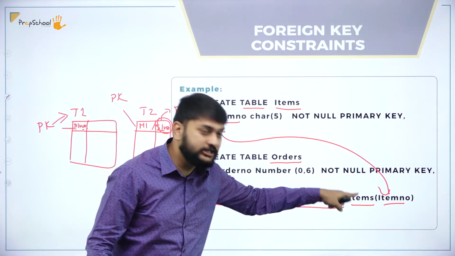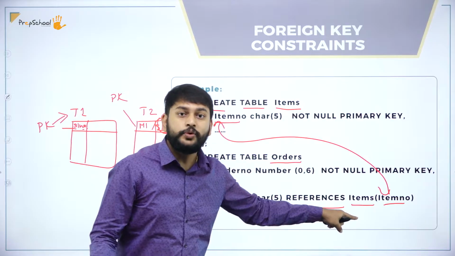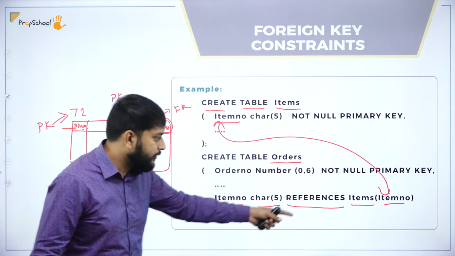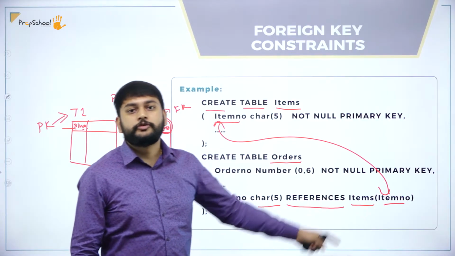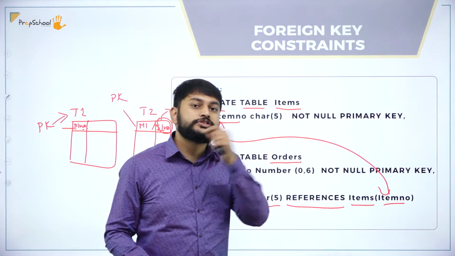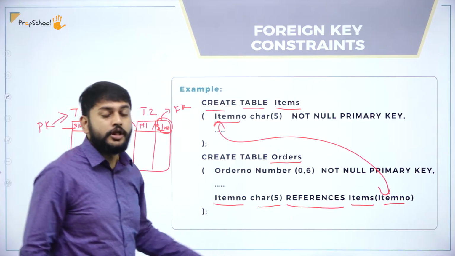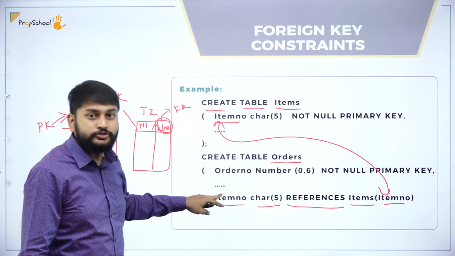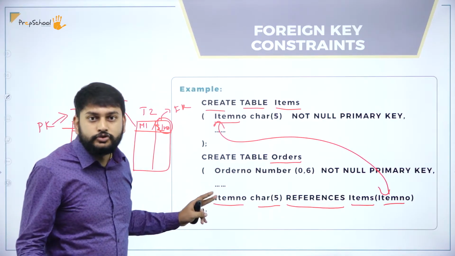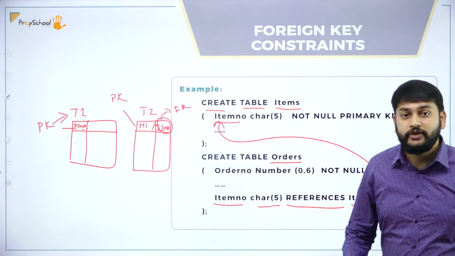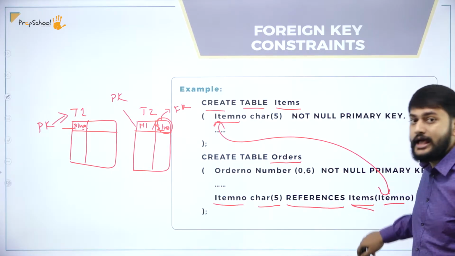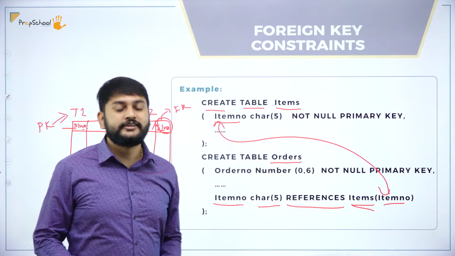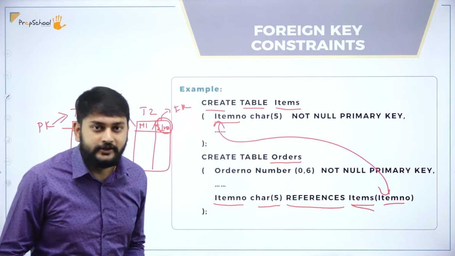References. In which table are you trying to give the primary key as a foreign key? That's what you have to mention. The table name you have to mention, and then the column name. Here you can use item number, here you can use some different name. So for that reason, we have to mention the table as well as the column name. This is how I will be specifying the foreign key constraint, right?